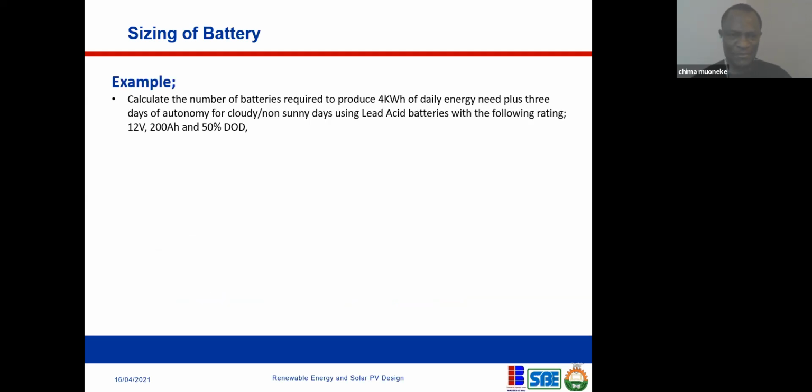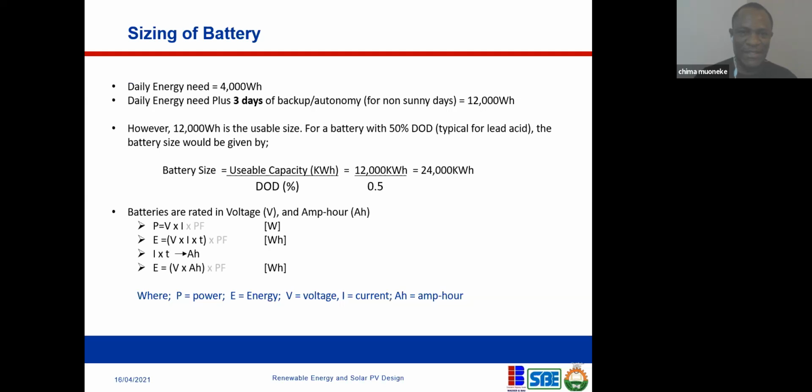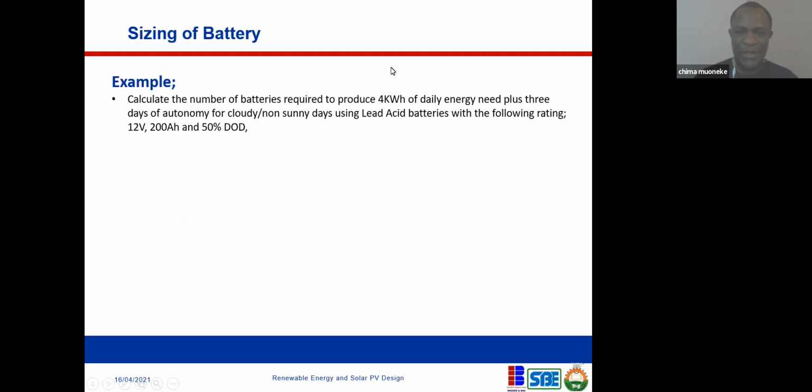So here is an example. Calculate the number of batteries required to produce 4 kilowatt hour. If you want to change it to watt hour, it becomes 4,000, but we are talking about 4 kilowatt hour here, which is the same thing as what we had in our assessment. It's the same thing as 4,000 watt hour, only that here we've converted it to kilowatt hour.